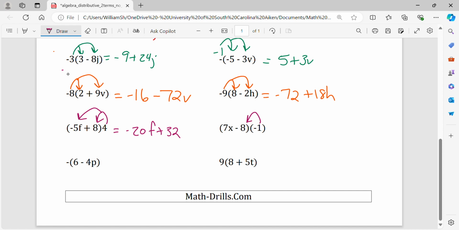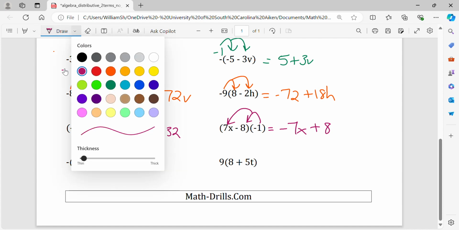Alright, here I have 7x minus 8 times -1. I'm distributing this -1 to both of these terms. So I have -7x, and -1 times -8 gives us a +8. Okay? Alright, on to the last.